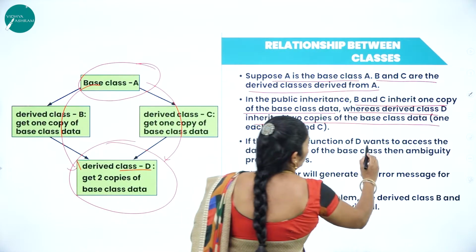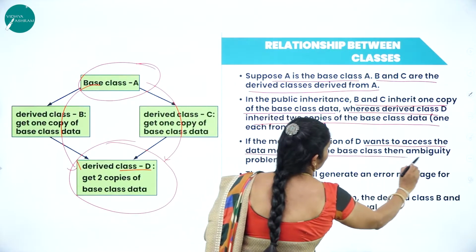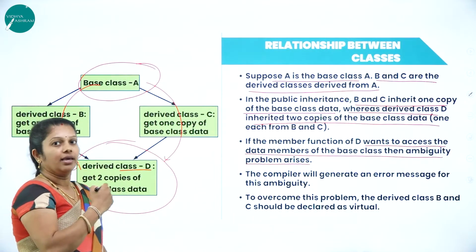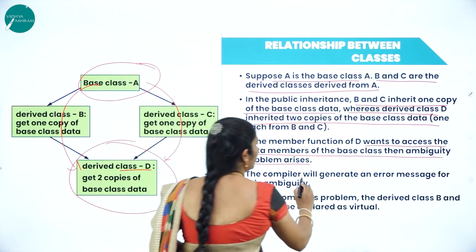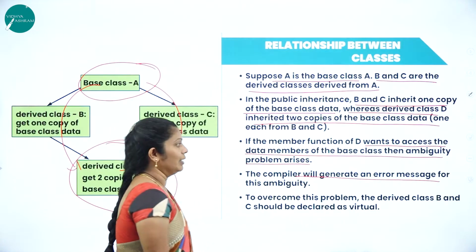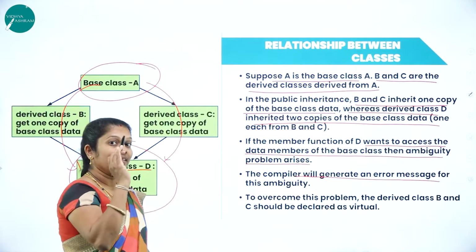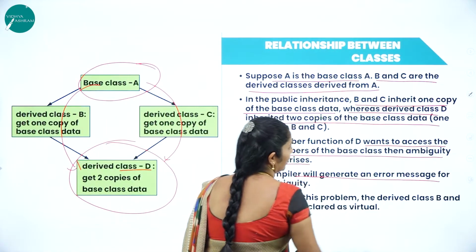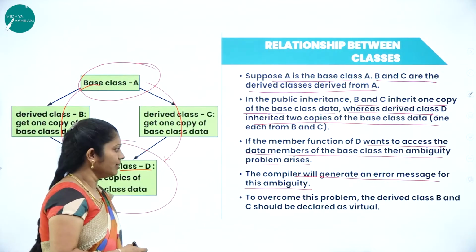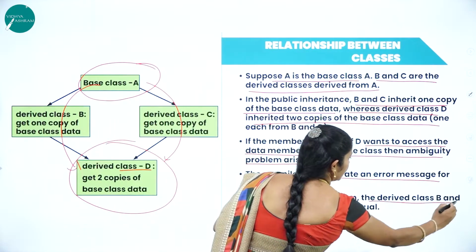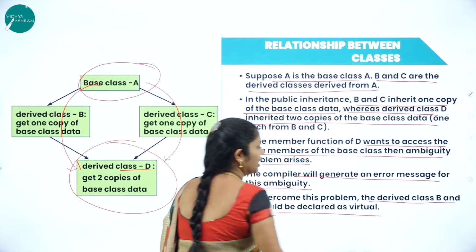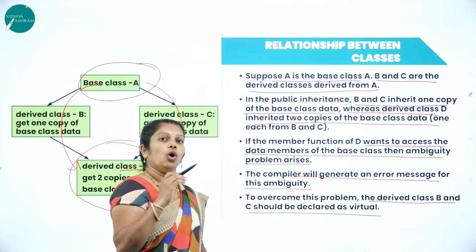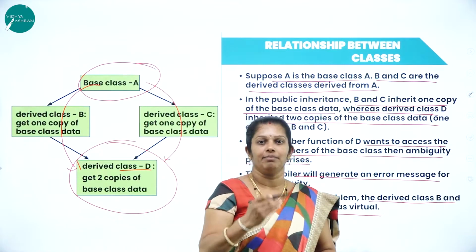If the members of D want to access the data members of the base class, then an ambiguity problem arises. 2 times we have the same copy. That's why a problem arises. The compiler will generate an error message, or it will get confused. The compiler will generate an error message for this ambiguity. To overcome this problem, the derived classes B and C should be declared as virtual. If I declare B as well as C as virtual, we can avoid the multiple copies of the same data here.